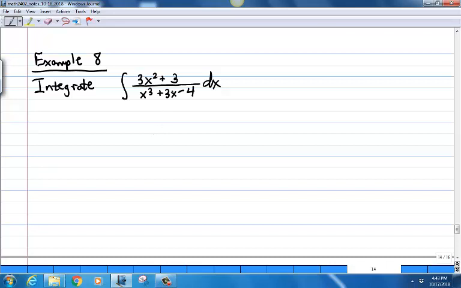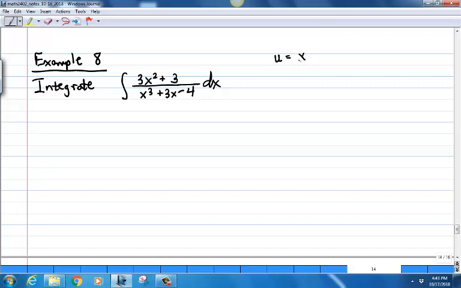But the second thing to notice, which also is really important, is that if you take the derivative of the denominator, x cubed plus 3x minus 4, the derivative of that denominator is 3x squared plus 3. So we have the derivative of the denominator in the numerator, and that is a strong indication, right, that we might be able to integrate this using natural log and substitution. So let's actually try that strategy.